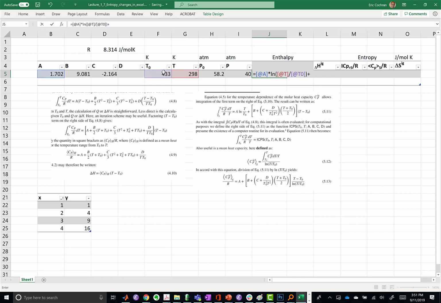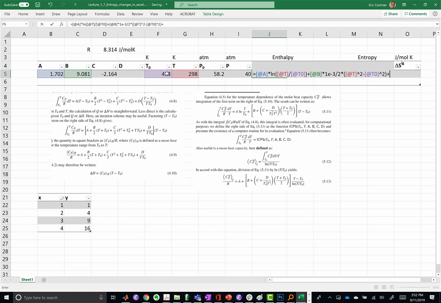The second term, that is going to be B. Now remember to multiply by 10 to the minus 3, since I did not do that when I entered B, divided by 2 times T squared minus T0 squared.